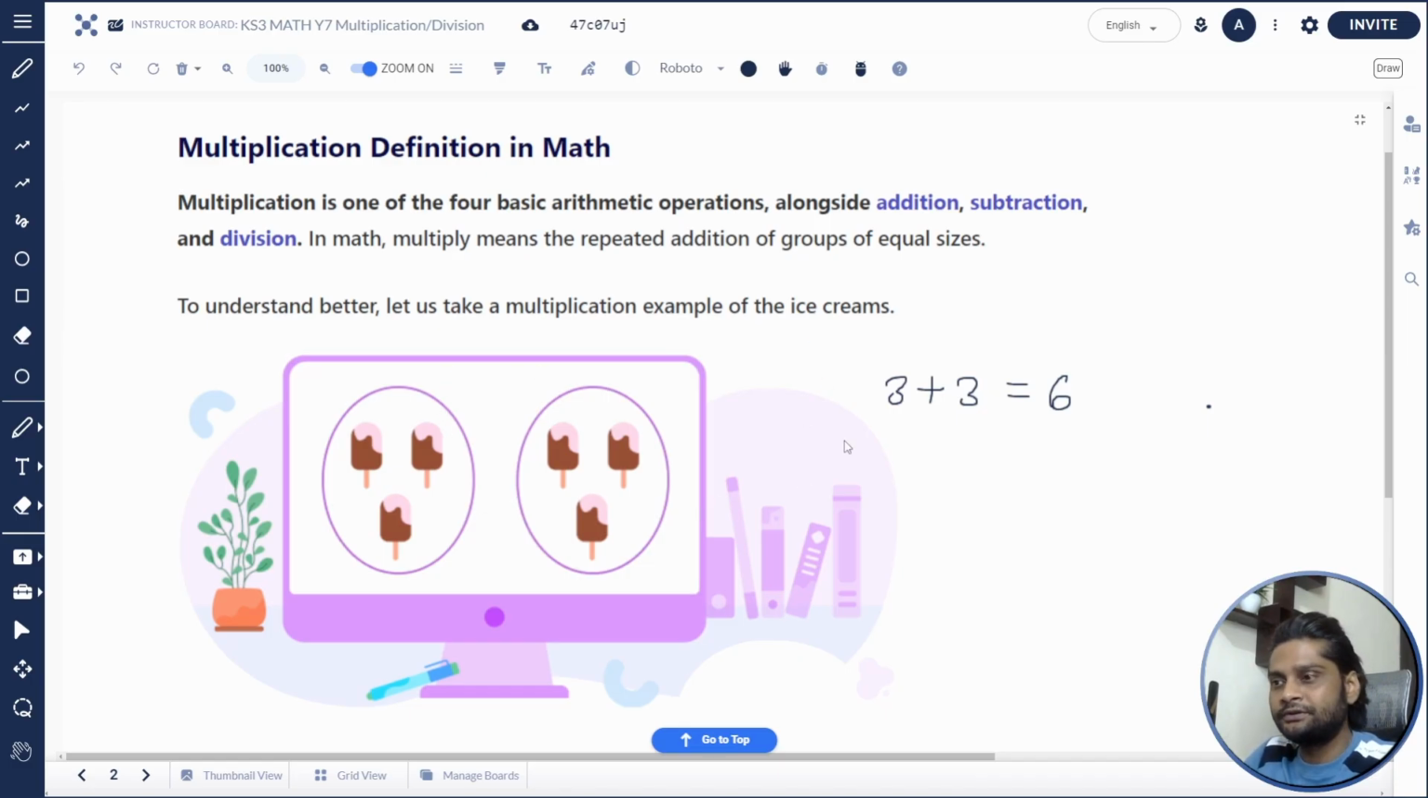It means that one bunch has 3 chocolates and we have 2 such bunches. So we can consider 3 times 2. That's going to be again 6. So this is how we consider multiplication.